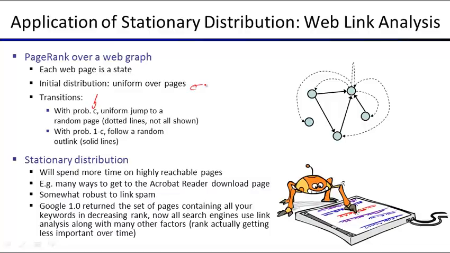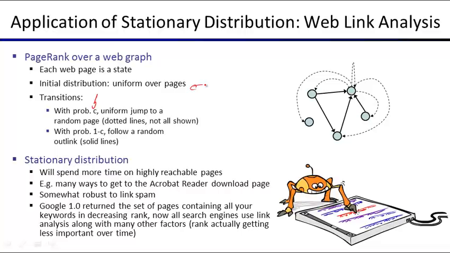So you'll spend more time on the highly reachable pages. And this is really Google 1.0. This is why if you had been around in '98 and you were searching the web before this came around, you were always struggling and bookmarking things. And after this came around, you stopped bookmarking things because you could just type it into Google and it would actually find the relevant page for you. And then they made it into a big business, obviously. But this was the key idea that set them apart from the other search engines at the time: using the stationary distribution of this random web surfer model to rank pages.